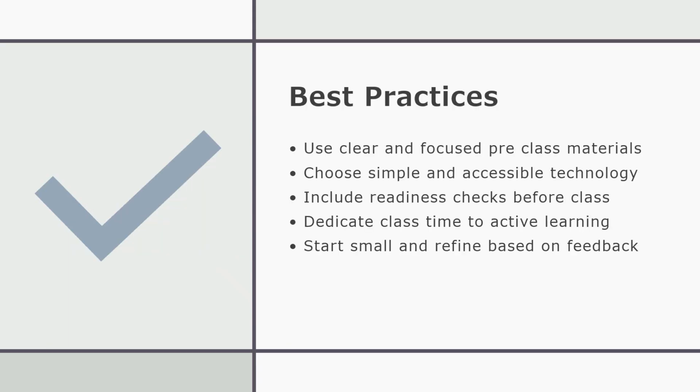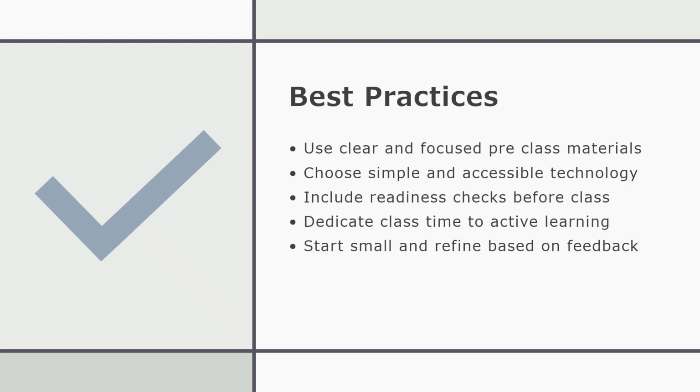To use the flipped classroom model effectively, instructors should follow several key best practices. Begin with clear and focused pre-class materials. Short videos, readings, or guided content help students understand core ideas before class and make preparation more manageable. Choose technology that is simple and accessible. Platforms should work across devices and not require high bandwidth, so all students can participate without barriers.